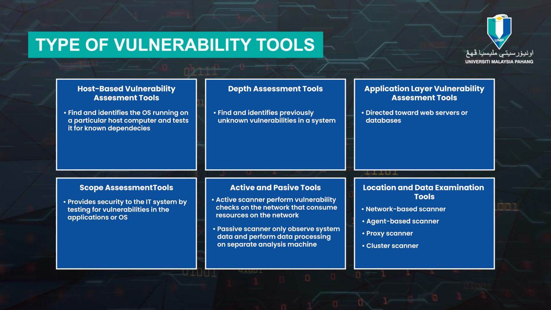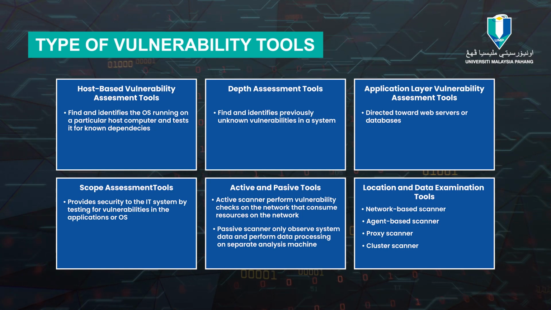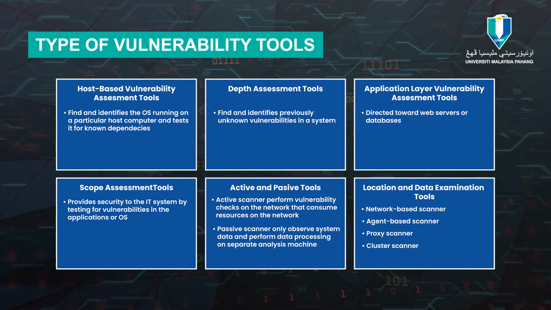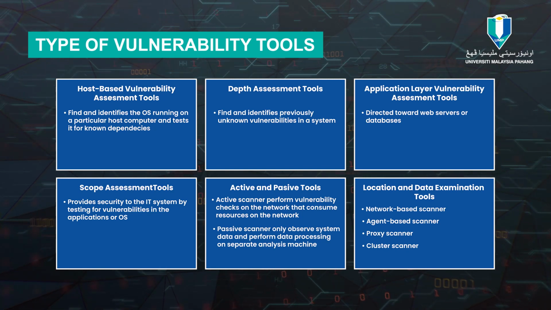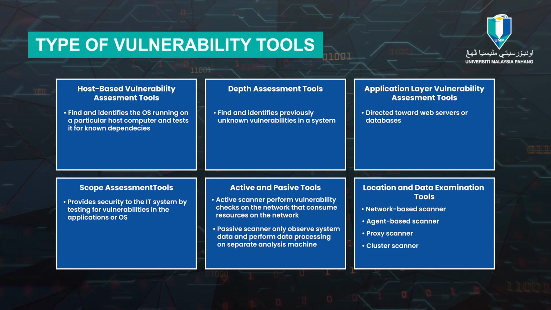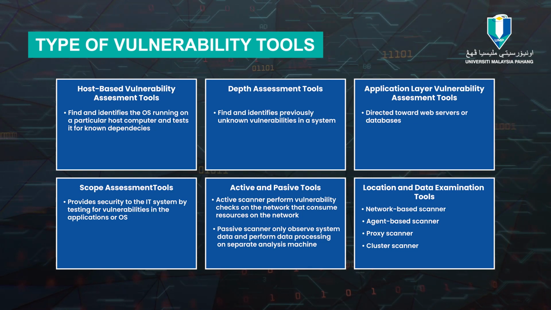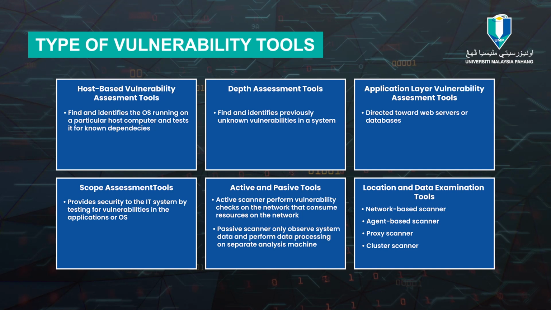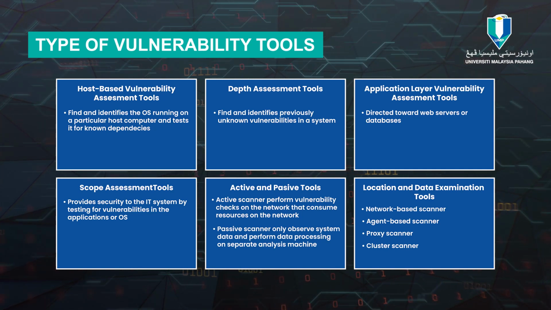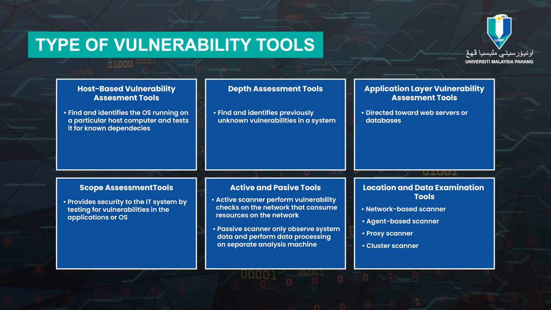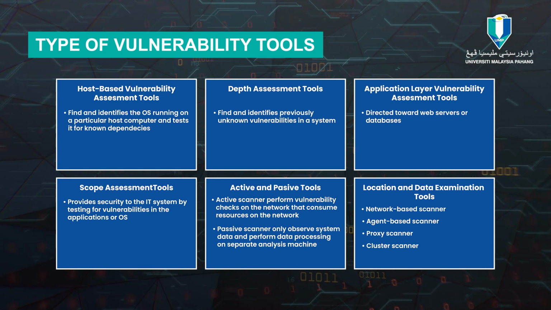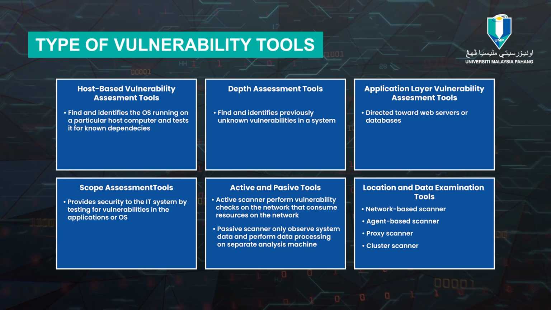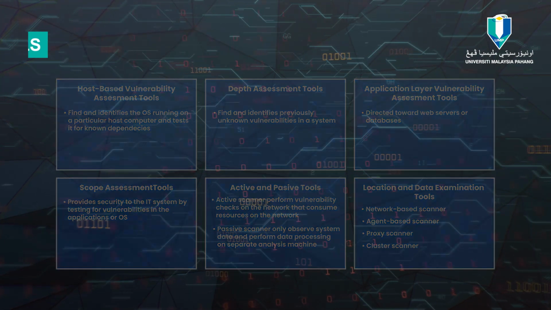Active and passive tools. Active scanners perform vulnerability checks on the network that consume resources on the network. Passive scanners do not affect system resources considerably. They only observe system data and perform the processing on a separate analysis machine. Application layer vulnerability assessment tools are directed toward web servers or databases. For location and data examination tools, we have network-based scanners, agent-based scanners, proxy scanners, and cluster scanners.